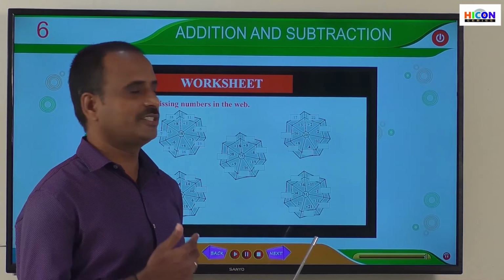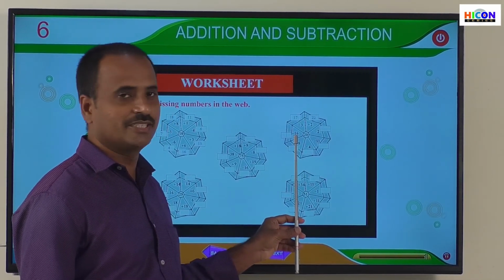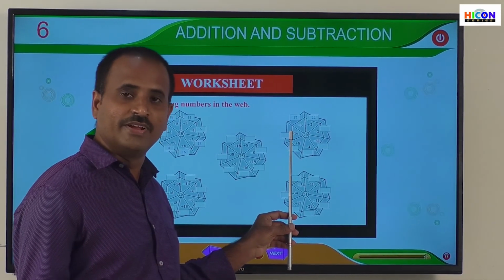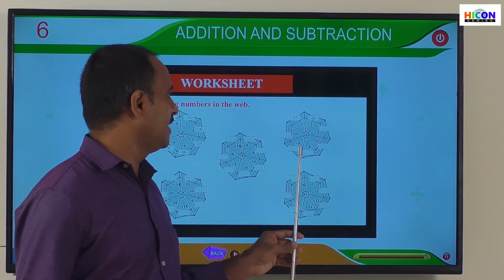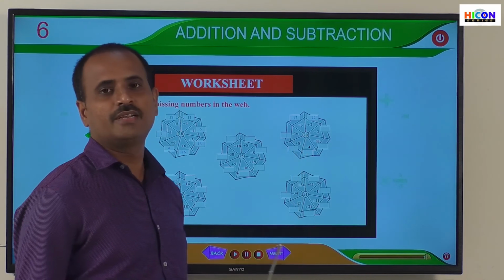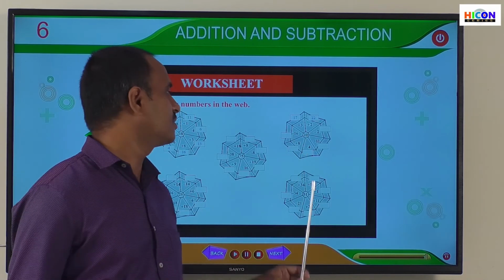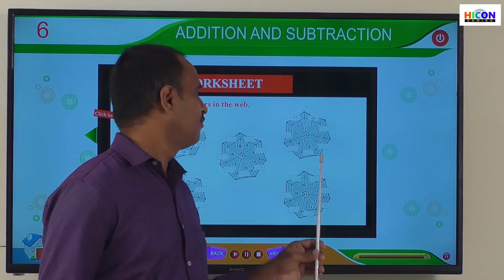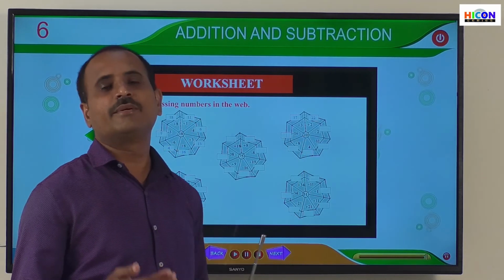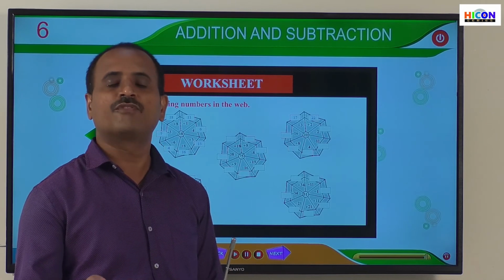So children, go to the next number. So what is the next number here? 16. And what is the symbol given here? Minus. Minus means subtraction. So subtract 16 from 20. How can you subtract? So you can subtract 16 from 20 by counting backward from 20 till you get the number 16. So count backward from 20.